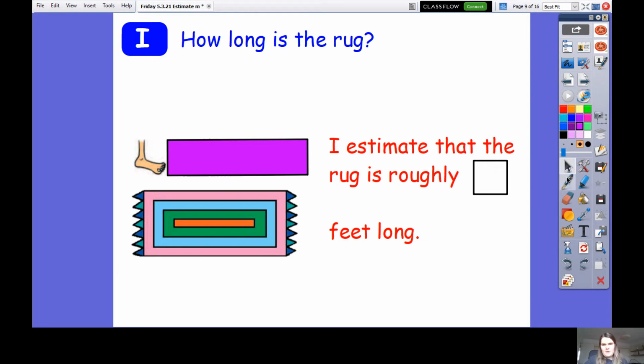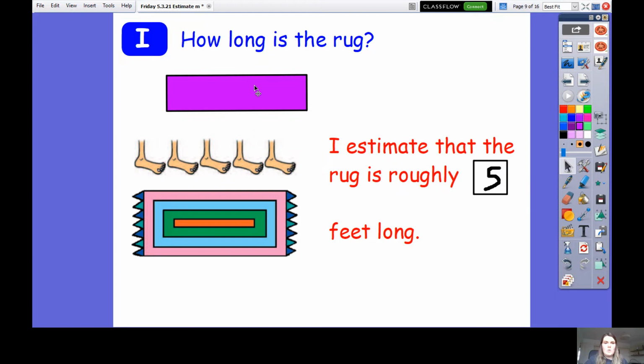I think that maybe it's 5 feet long. I think that the rug is 5 feet long. Now, some rugs are longer than others, but I think that this rug might be roughly about 5 feet long. Okay, I'm going to see what someone else guessed. Oh, they made the same guess as me. They thought it was roughly 5 feet long. Now, we've made an estimate on the rug. Have we actually measured the rug? No, we haven't. We've made an estimate. We've made a sensible guess.